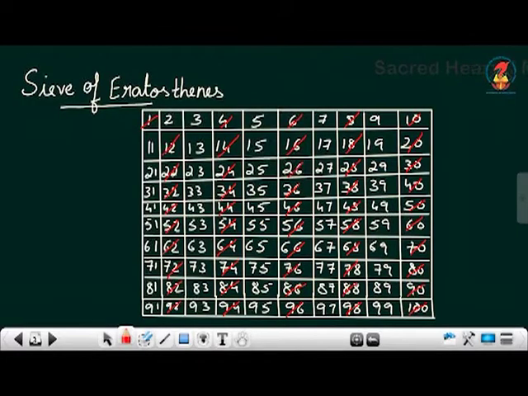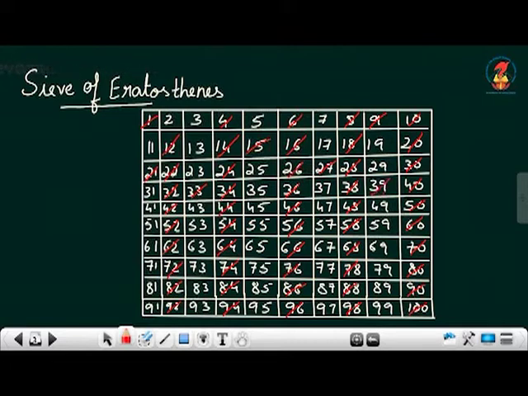3 2s are 6, already gone. 3 3s are 9. 3 4s are 12. 3 5s are 15. 3 6s are 18. Some of them are already crossed out, okay. 3 7s are 21. 3 8s are 24. 3 9s are 27. 3 10s are 30. 3 11s are 33. 3 12s are 36.